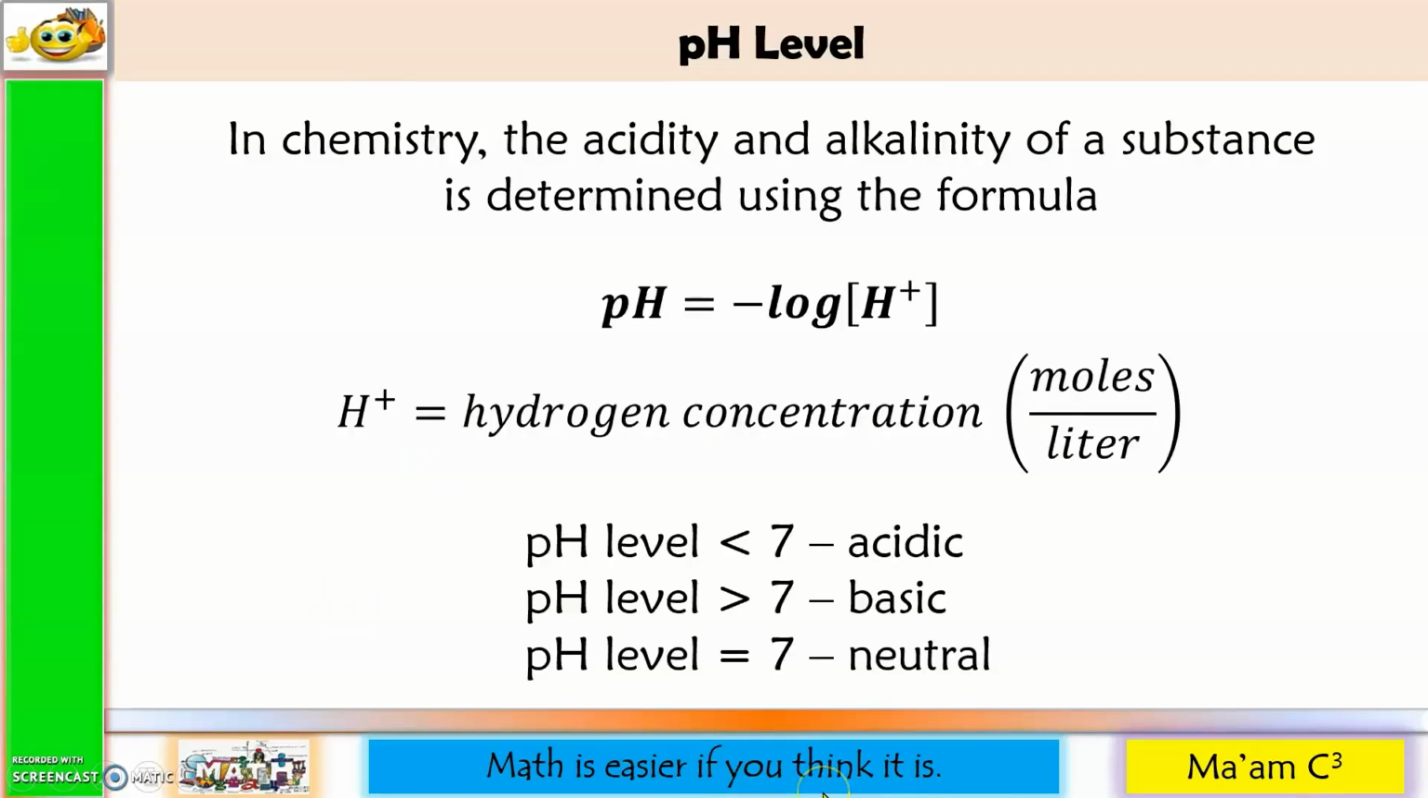Another application of logarithm is computing the pH level. In chemistry, the acidity and alkalinity of a substance is determined using this formula. This one is called the hydrogen concentration, measured in moles per liter. If pH level is less than 7, it is acidic. If pH level is greater than 7, it is basic. And if pH level is equal to 7, it is neutral.